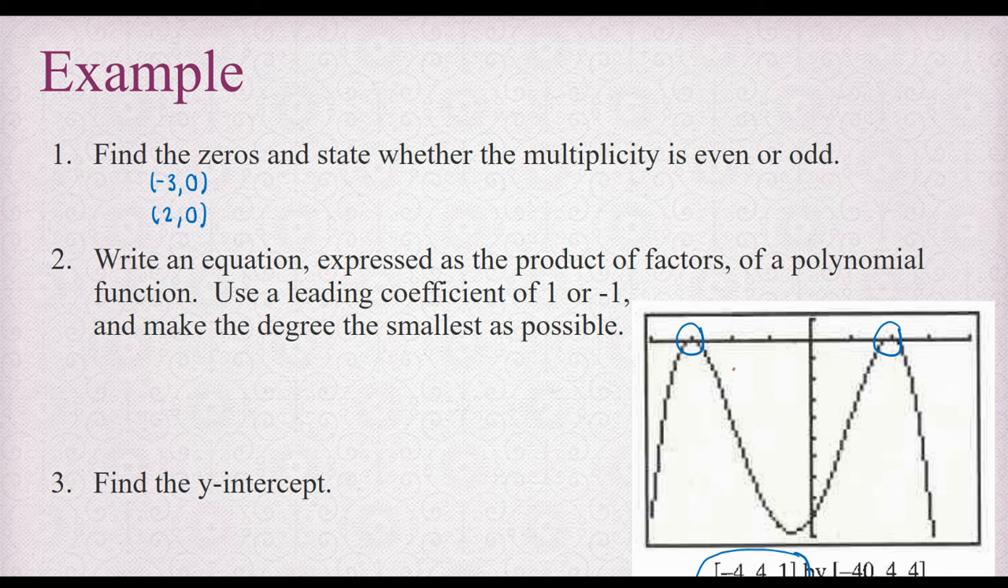And if I want to state the multiplicities as even or odd, I see that both of these are touching and turning. They're not crossing through to above the x-axis. So when they're touching and turning, both of these are going to be an even multiplicity, because remember, even multiplicities touch and turn.